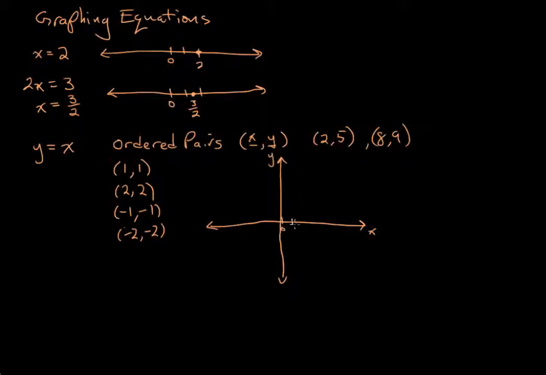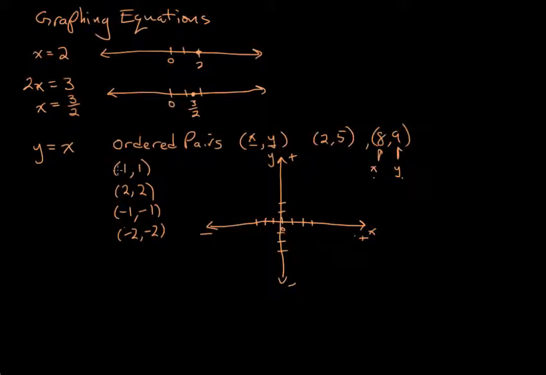Now, just as we go positive in this direction and negative in this direction, we go positive up and negative down on the y-axis. By the way, these are called axes: x-axis, y-axis. We may refer to the individual numbers as coordinates. Like this is the x-coordinate. This is the y-coordinate. There are other names for them too, like abscissa and ordinate, but we probably won't use those too often.